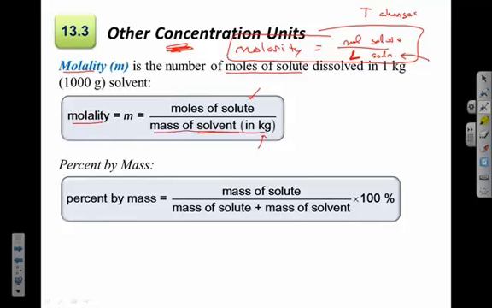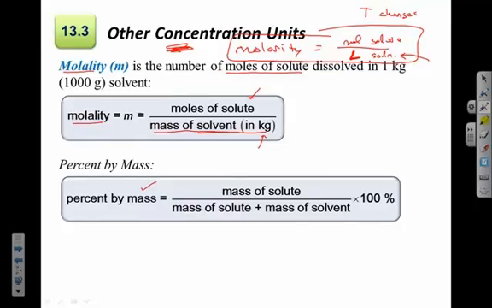When you're working with molality, which we'll work with a lot more later in the semester, you need to make sure you understand the difference between molality and molarity. But we wanted to introduce all the concentration units now, since we're talking about concentrations quantitatively. Another one is percent by mass. This is also very common, especially in medicine.